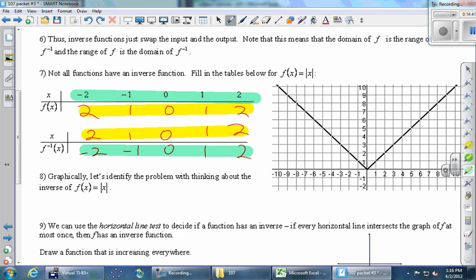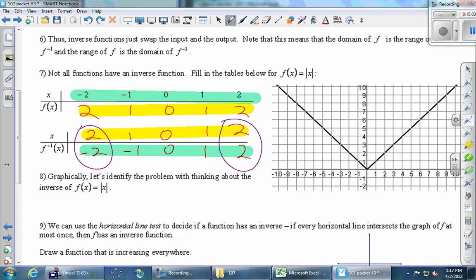They just swap. But you guys can see right away that there's a problem in that, for example, if we look at the inverse function, then on the one hand, 2 gets sent to -2. On the other hand, 2 gets sent to +2. So what can you say about f inverse from that table? It's not what? It's not a function.